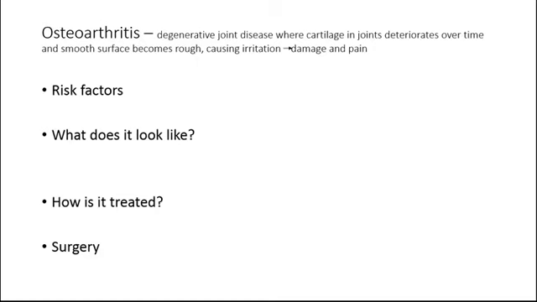All right, surgery. If it gets to a certain point where the cartilage is gone, so we have bone grating against bone, or the pain is just too severe, or the function and mobility of the individual is just too limited, then surgery is considered. Any joint can be operated on, but we're going to look at the hip and knee surgeries because those are major surgeries.